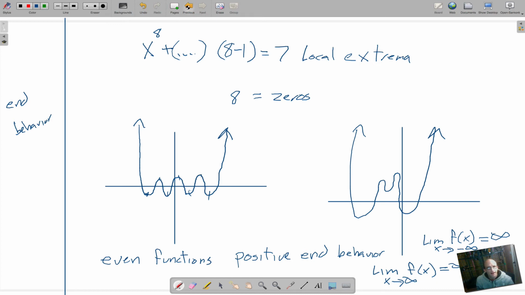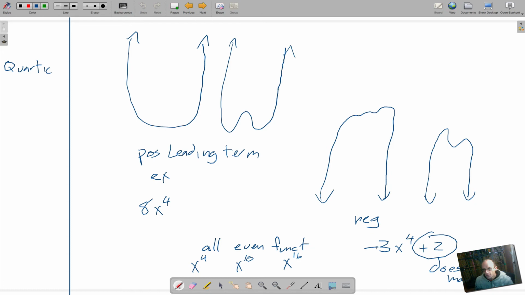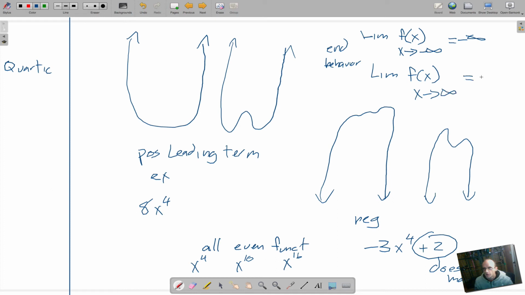If we were going to go back to one of our other slides, if we have a negative exponent, the limit of our function of x as x goes to negative infinity, it's going down now, would equal negative infinity. This is for end behavior. And the limit of f of x as x goes to positive infinity also goes down to negative infinity. So this matches up here. So we're going to talk about end behavior.